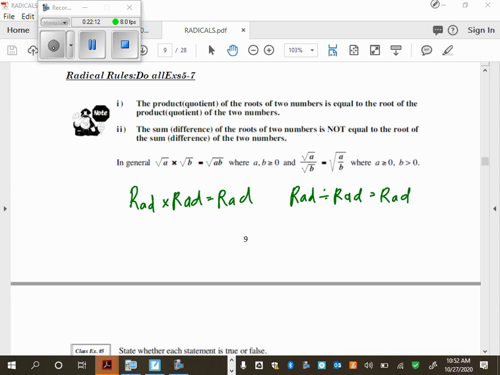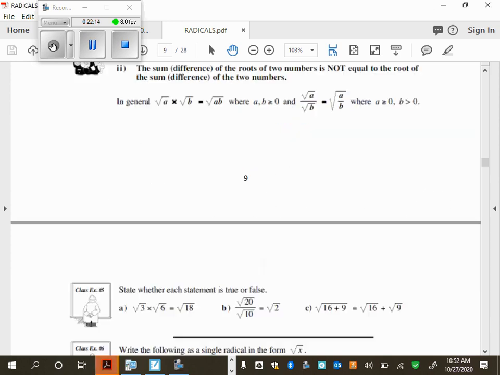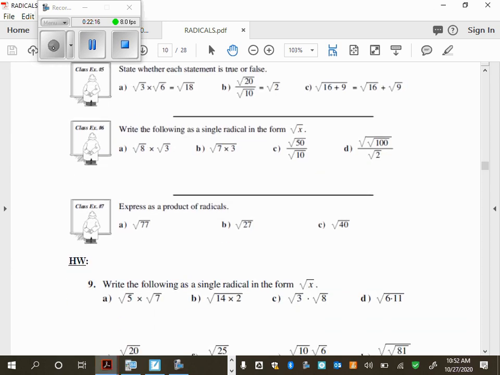So let's see what happens at the top of the next page. Oh, look at my cowboy hat. It's so tough.